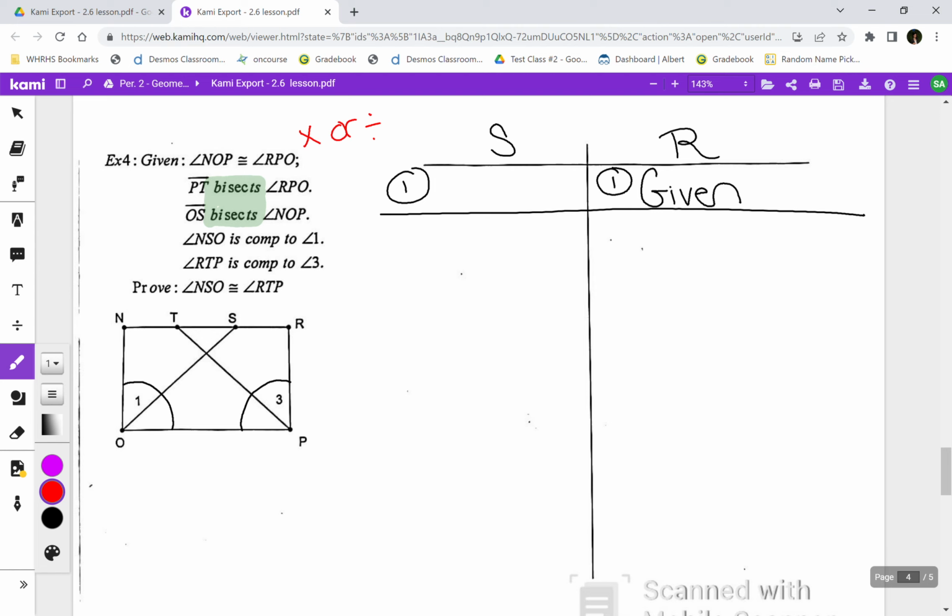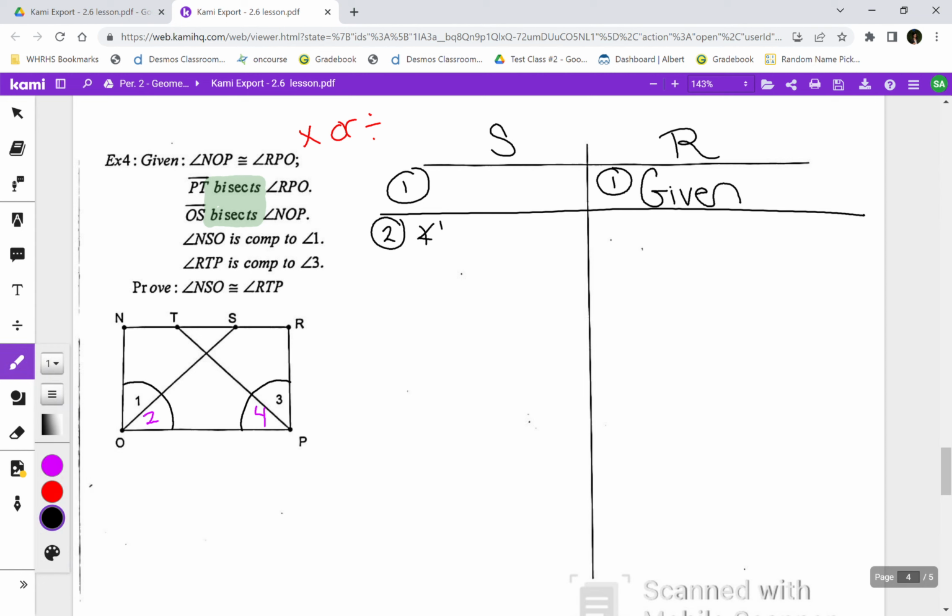Michael? SOP, TPO. So let's call them angle 2 and 4. Those two? All right, is only 2 and 4 congruent? No. What else are congruent? 1 and 3. Are all 4 of them congruent? Yes. Should we be safe and just say all 4 of them are congruent? Yeah, let's go ahead and say all 4 of them are congruent.